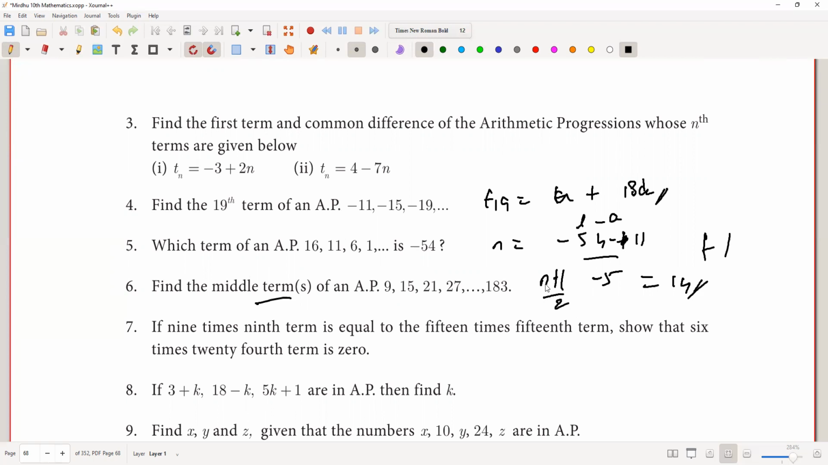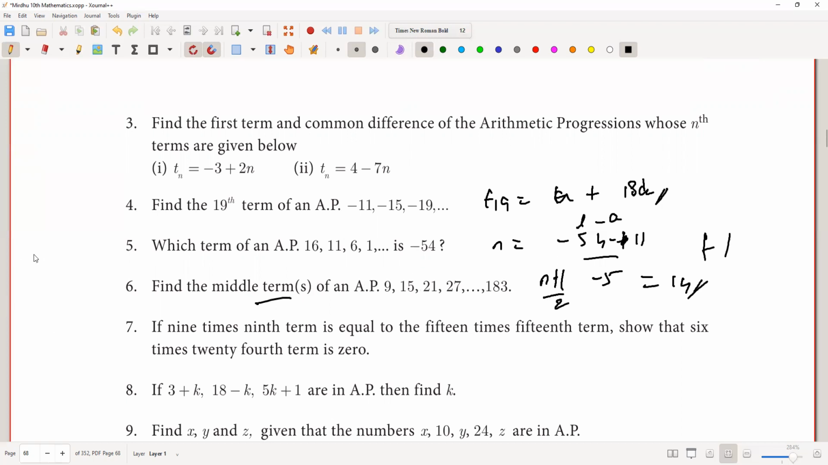174 divided by 6 is 29 plus 1, 30. So the middle term would be... middle terms.